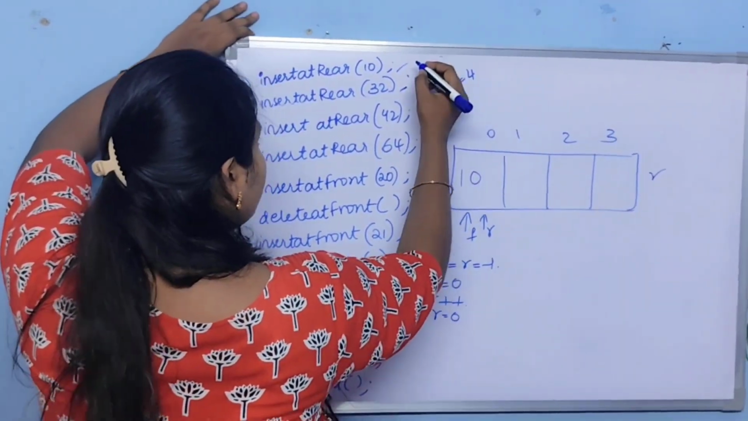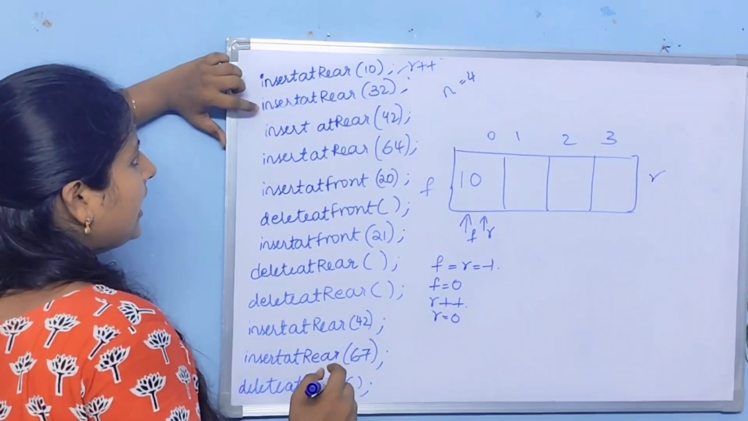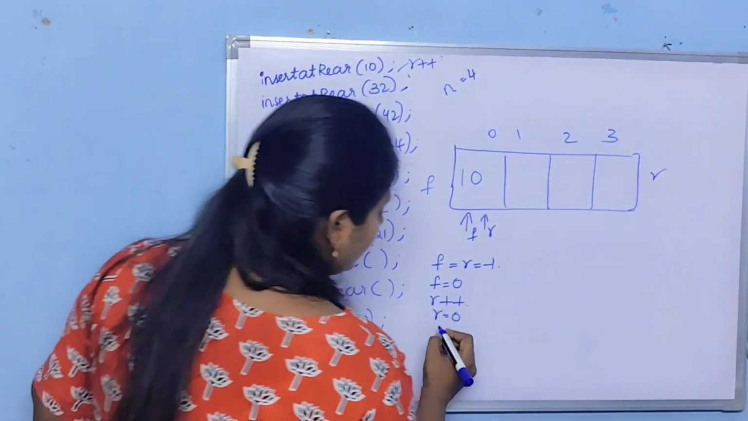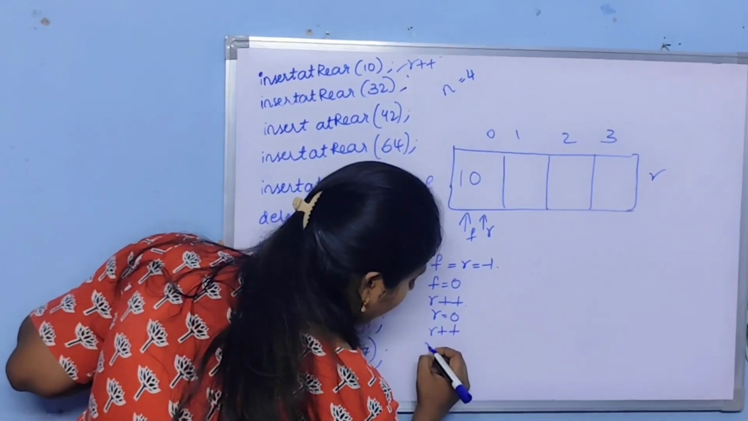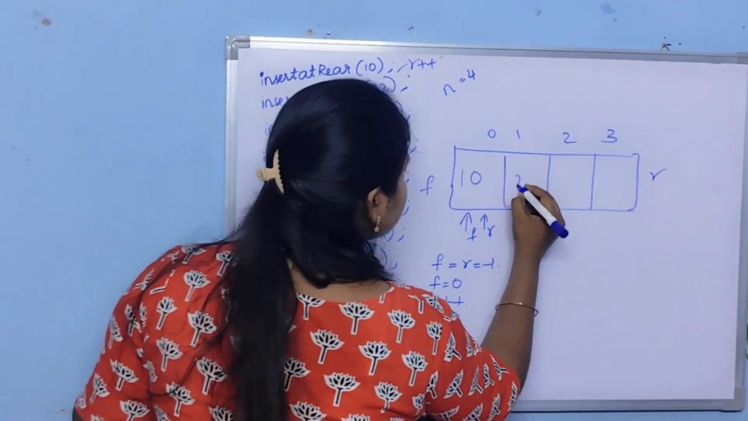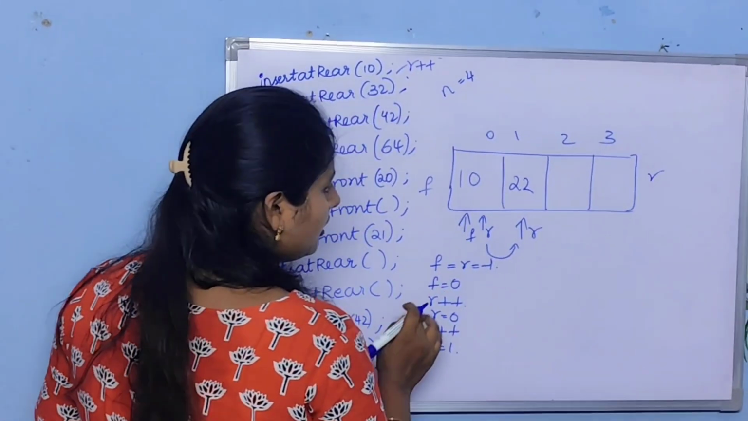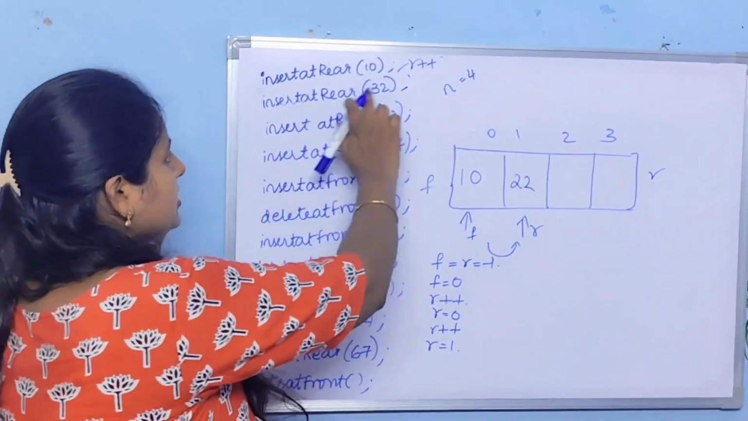Right? Now this is done. So what have you done here? Rear increment. Okay? Now insert at rear position. So what is my rear right now? R equals to 0. So if I increment R again, R becomes 1. Okay? So now 32 will be stored where R is shifted. So R is here. Okay? So this is how you insert at rear.